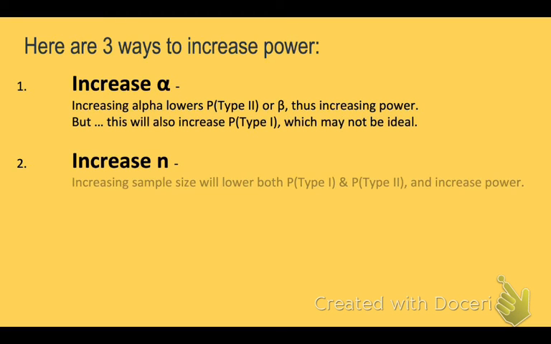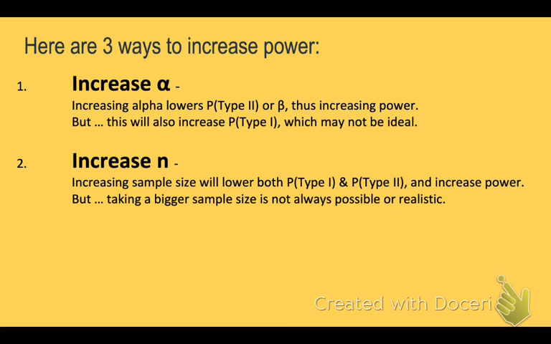Second, we could increase our sample size, right? And increasing sample size is a good thing no matter what. It decreases variability between our samples. So increasing sample size will lower both the probability of type 1 and the probability of type 2, which then also increases our power. But taking a bigger sample size is not always possible or realistic.